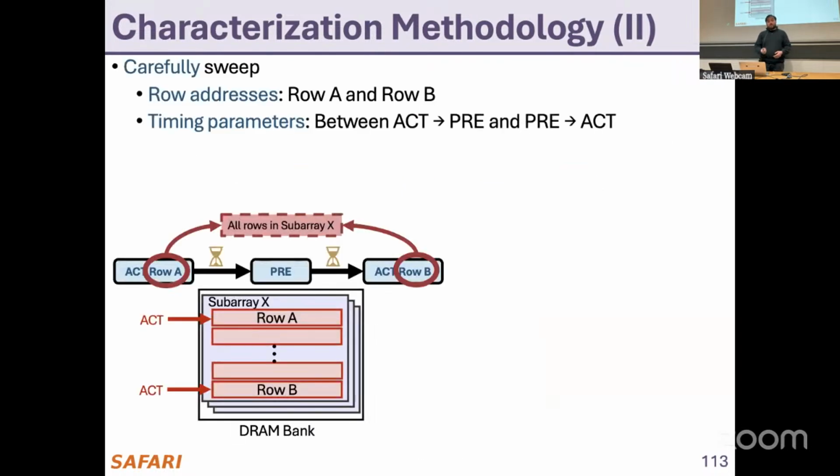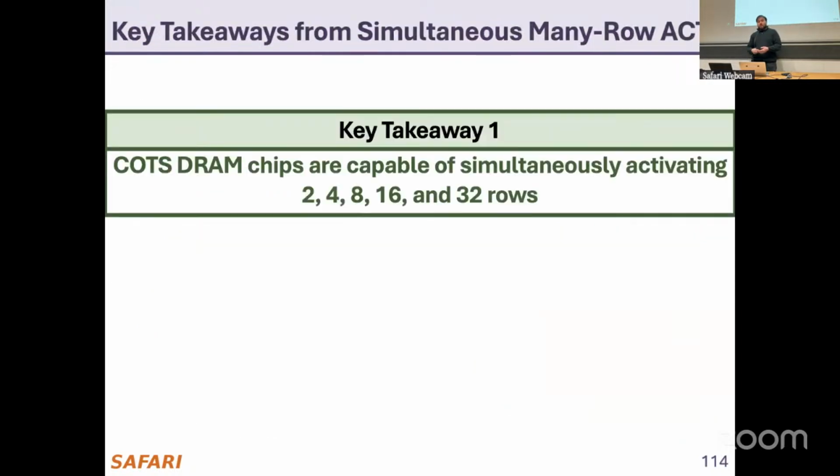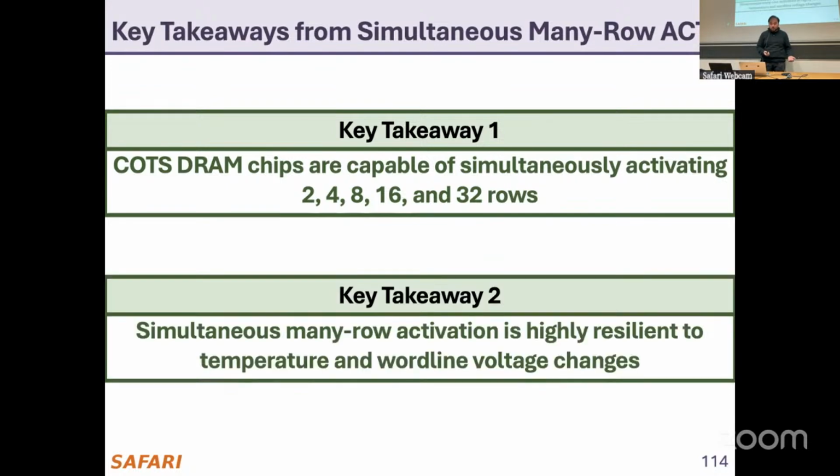So for that, we carefully sweep row A and row B addresses and the timing parameters. And also we sweep temperature and wordline voltages. And for this experiment, our key takeaways are: off-the-shelf DRAM chips are capable of simultaneously activating 2, 4, 8, 16, and 32 rows. And simultaneous many-row activation is highly resilient to temperature and wordline changes.